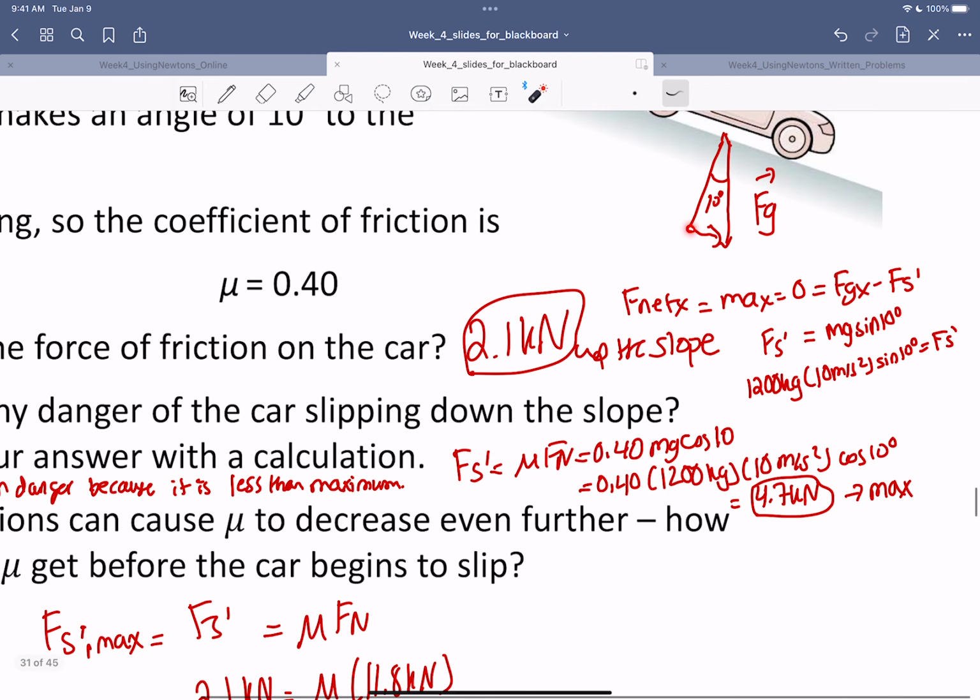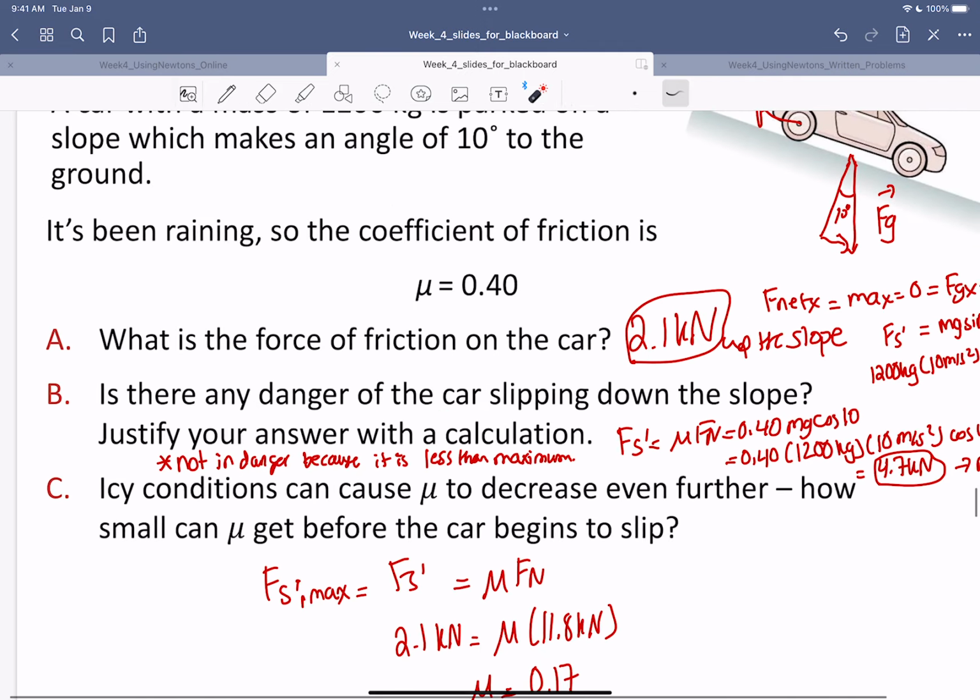then maybe my FGX, I don't want to say increases, because it's a little weird. But basically the car is about to slip. Let's just say the car is about to slip in that case, and if I'm relieving some of that pressure, then the static friction force is like, oh shoot, I'm about to slip. I have to ramp things up, and so that's why you have this maximum static friction force of 4.7 kilonewtons.